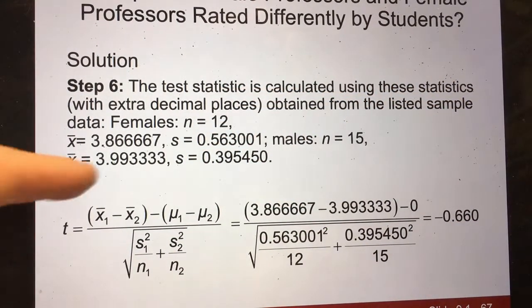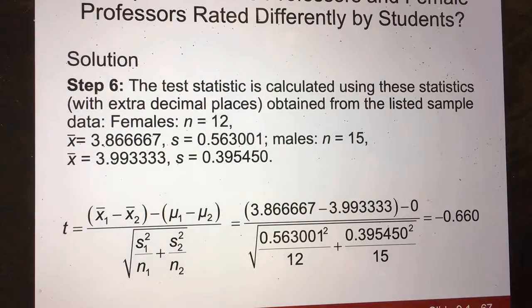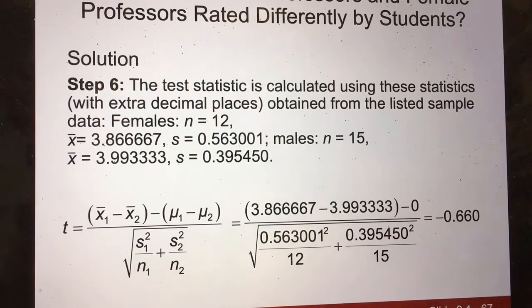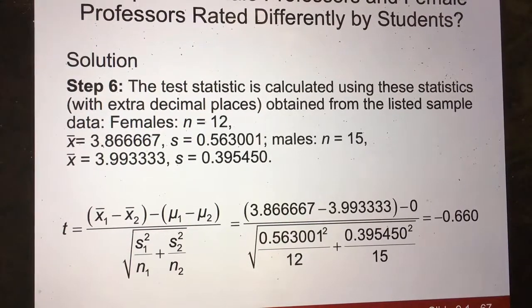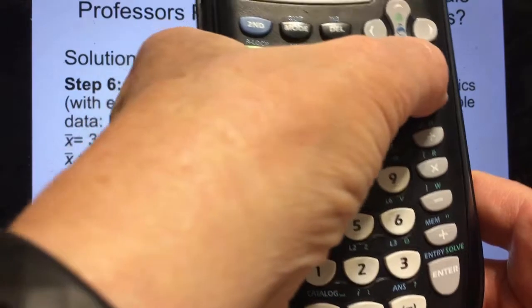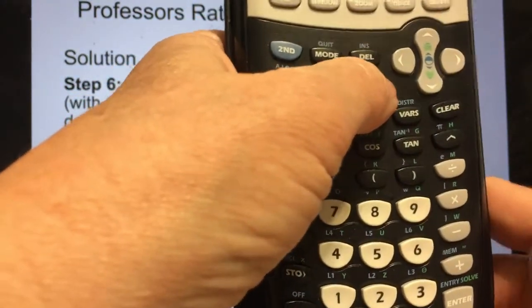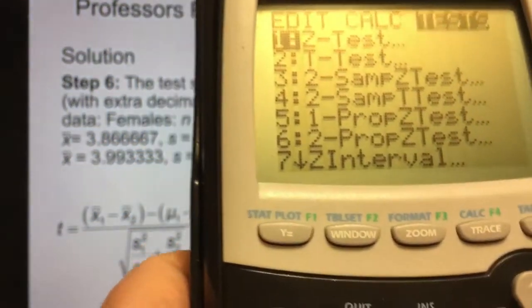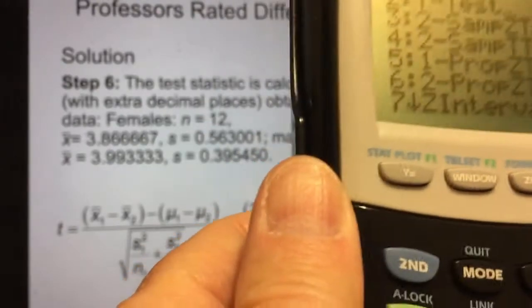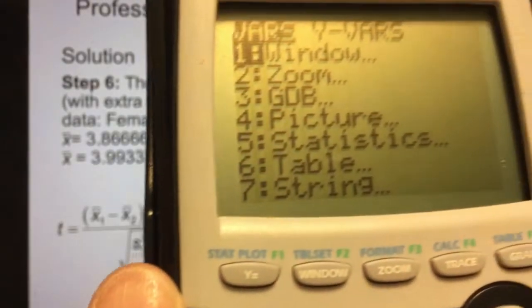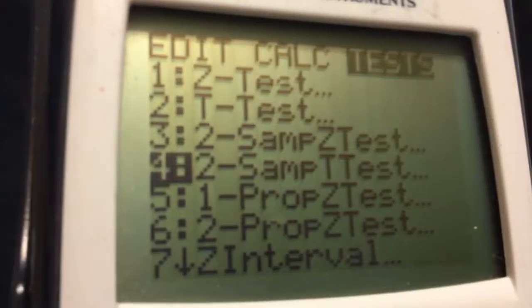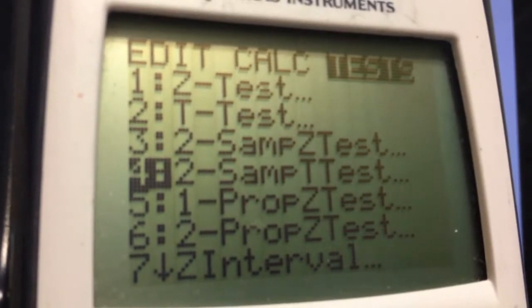But once we get those values, we can go straight to our t-test. So since we're doing the t and we're on means now, we're no longer on standard deviation, we're going to go to our stat test. Let me see if I can lower this down. Test, and we're going to go down to a 2-sample t-test.